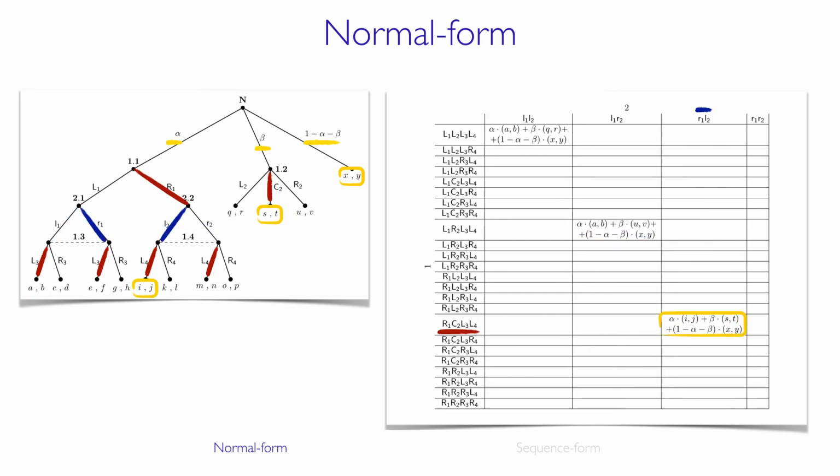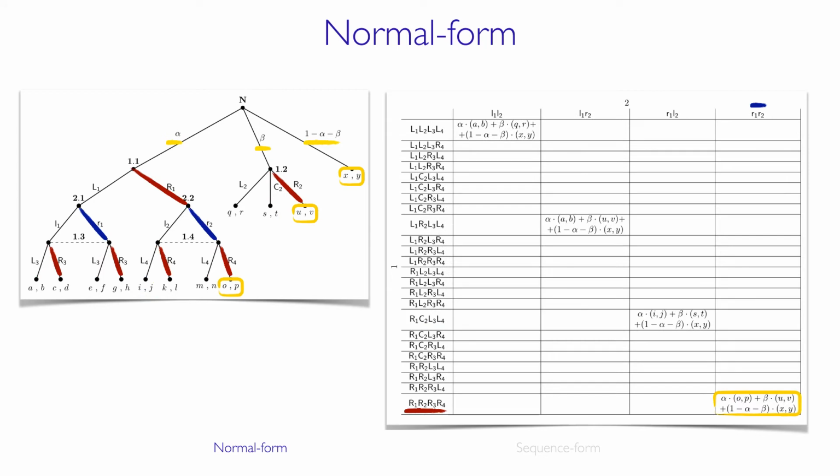In this case, player 1 plays plan R1, C2, L3, L4, and player 2 plays R1, L2. This leads to the expected payoffs in the picture: IJ with probability alpha, ST with probability beta, and XY with the remaining probability. In this case, player 1 plays R1, R2, R3, R4, and player 2 plays R1, R2. The expected payoffs are OP with probability alpha, UV with probability beta, and XY with the remaining probability. As an exercise, you can try to fill the entire matrix.